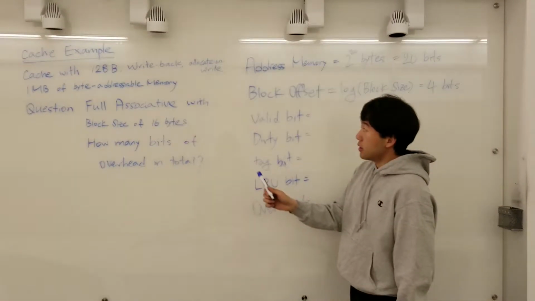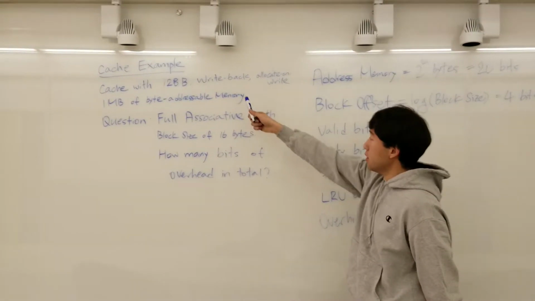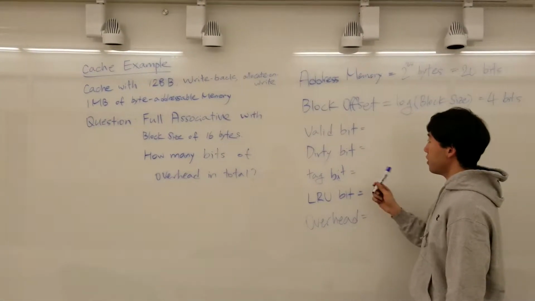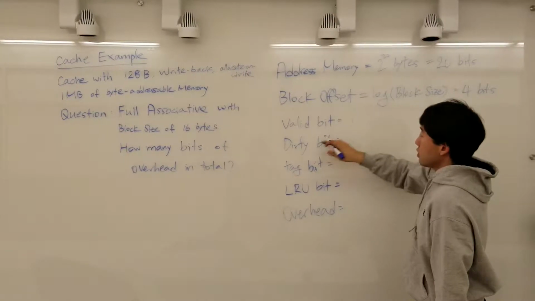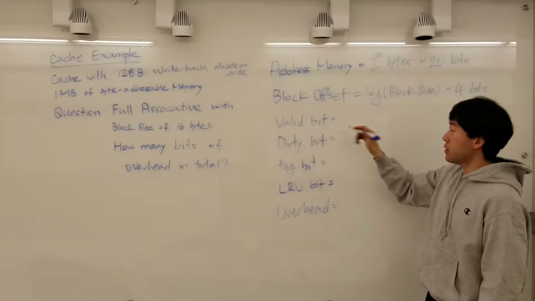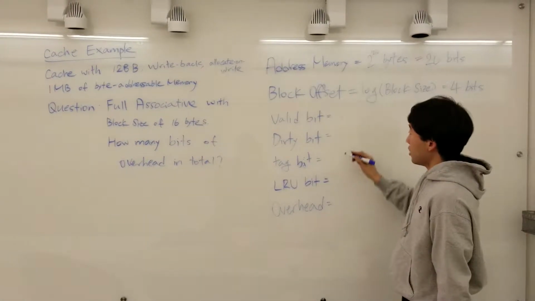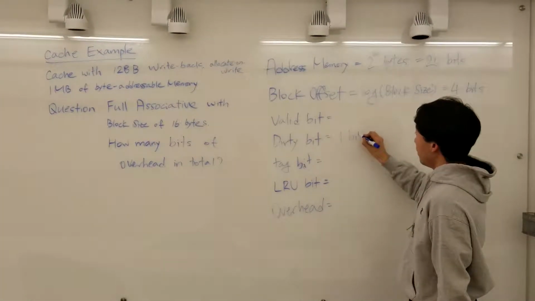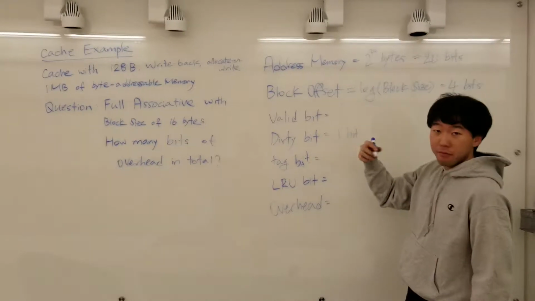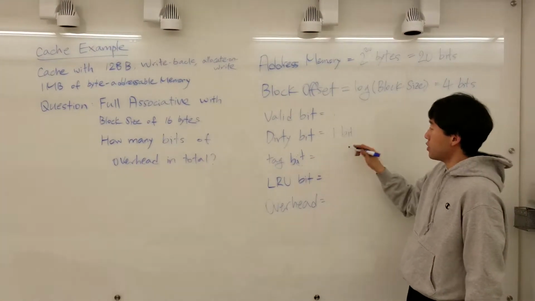And in the question, it says the write back policy. So the valid bit and the dirty bit will be 1. But regardless of that, the valid bit always has to be 1, and the dirty bit, because it is a write back policy, has to be 1. If it is not write back, if it is write through policy, the dirty bit has to be 0.